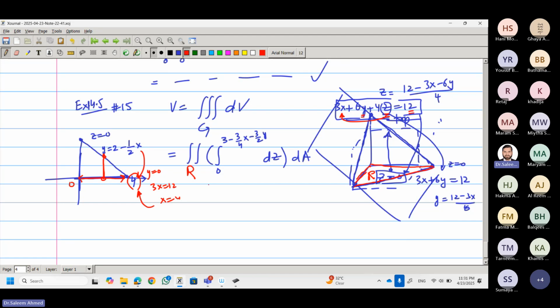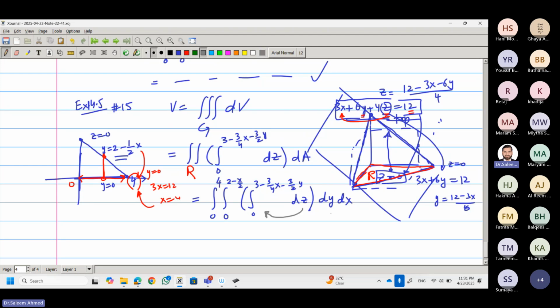So if I write the limits now of all, z goes from 0 to 3 minus 3 by 4x minus 3 by 4y dz. You can complete it. Then dy, y goes from 0 to the top one. So the top is 2 minus half x. And then x goes from 0 to 4, right? So this is the setup of an integral.